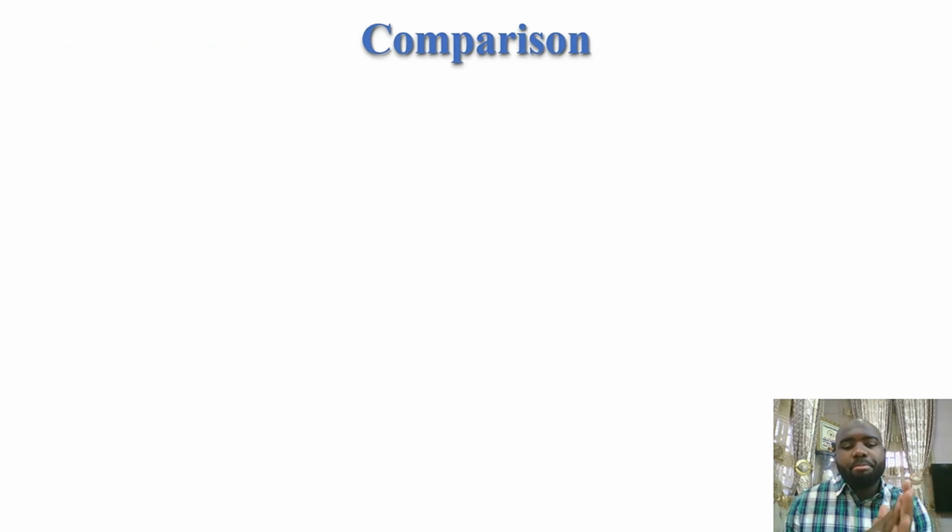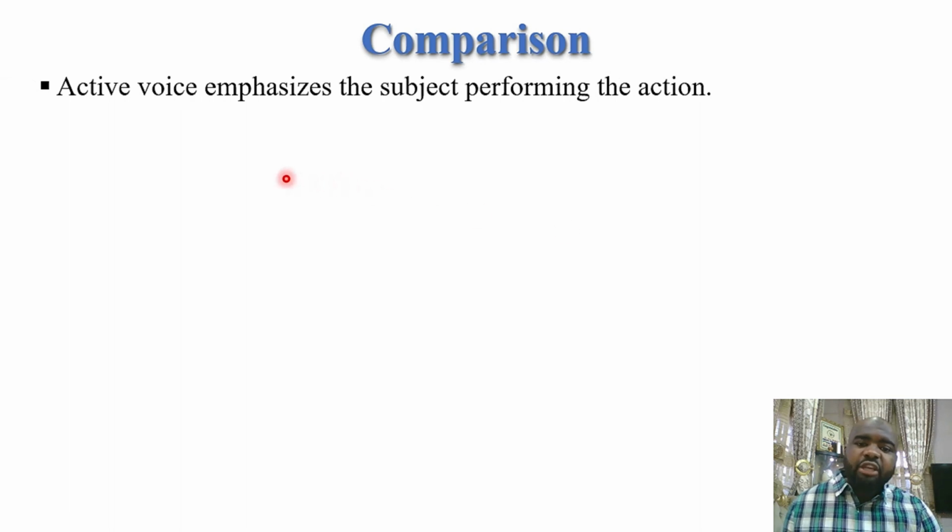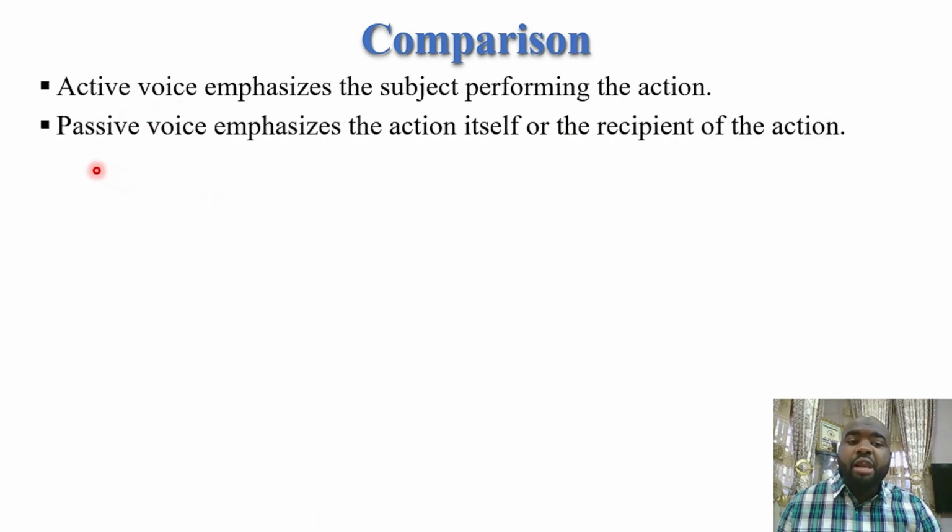Comparison. Now let's compare between the active voice and passive voice. Active voice emphasizes the subject performing the action, meaning what? The doer of the action, the one doing the action, is the emphasis of the active voice. While passive voice emphasizes the action itself or the recipient of the action, meaning what? The object receiving the action. That's the emphasis of the passive voice.